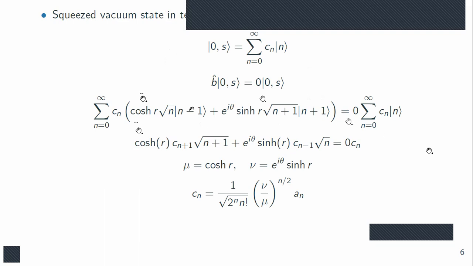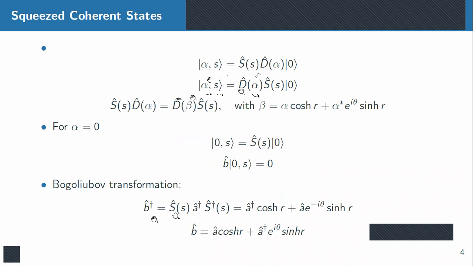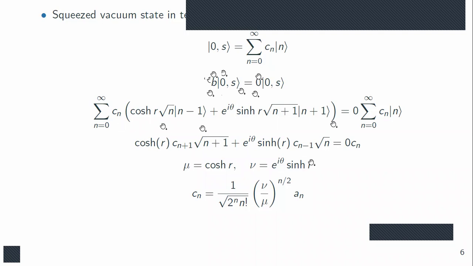Our task is to write the squeezed vacuum state in terms of Fock states or number states. We know that we can write the squeezed vacuum state as a superposition of Fock states. And we invoke the property that the squeezed vacuum state is an eigenstate of the annihilation operator with eigenvalue 0. So putting the annihilation operator in terms of A and A dagger as we showed earlier, we end up with this relation.